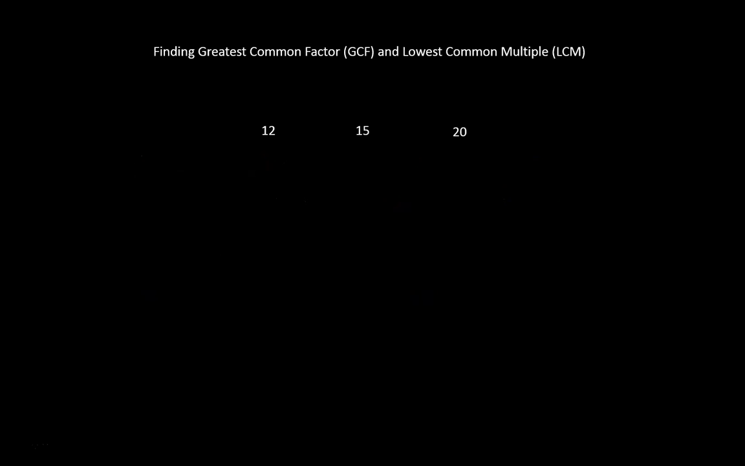Finally, let's look at these three numbers, 12, 15, and 20. Factor 12 into 4 and 3, 15 into 3 and 5, and 20 into 4 and 5. Greatest common factor: notice 4 is shared, so is 3, and so is 5. Since they're all shared, they must be multiplied together to form the greatest common factor of 60.